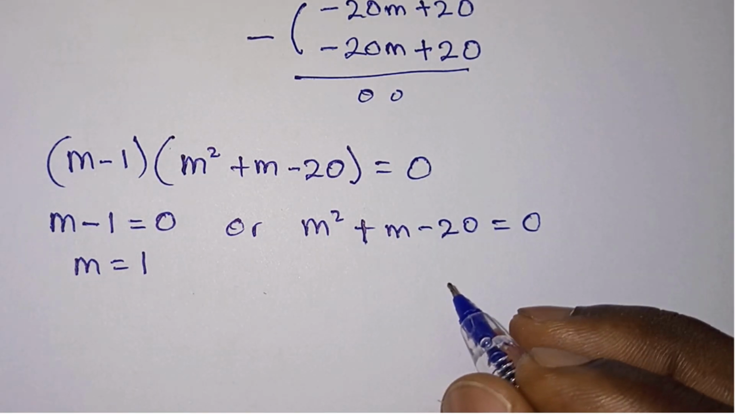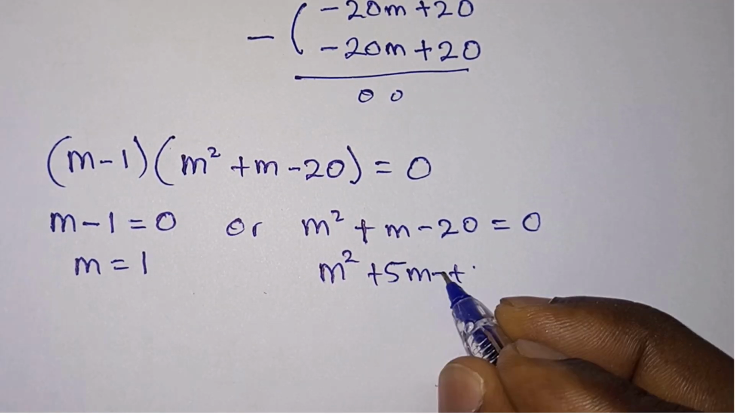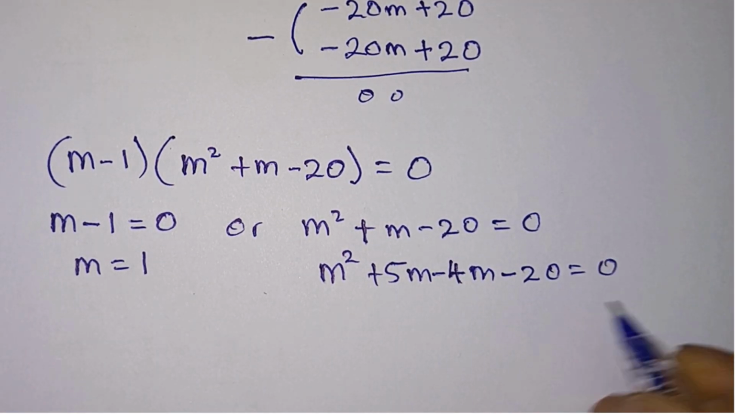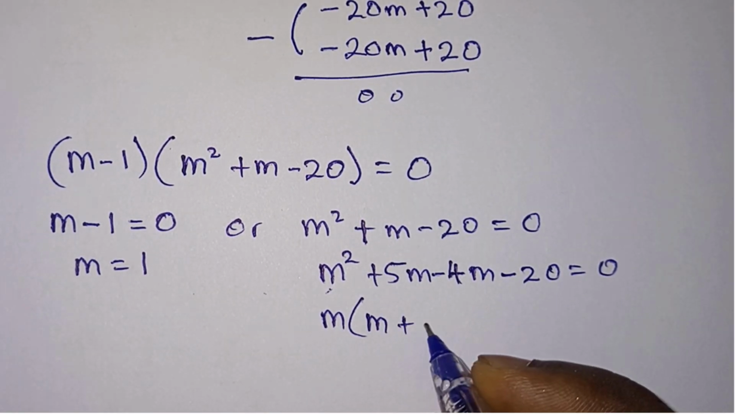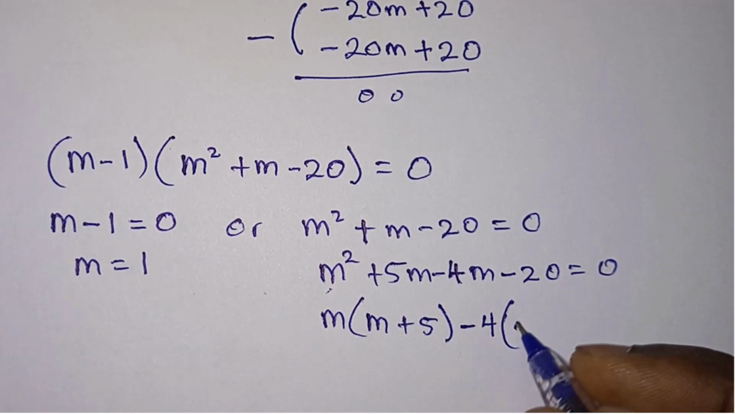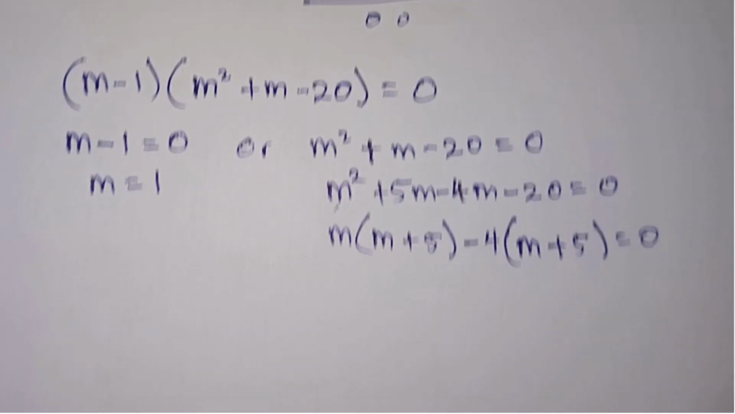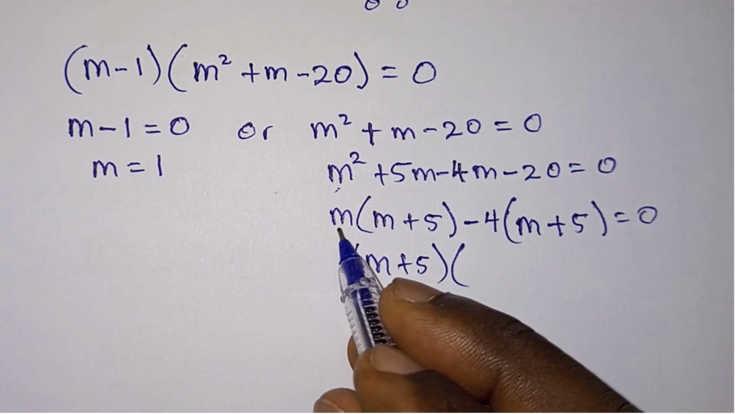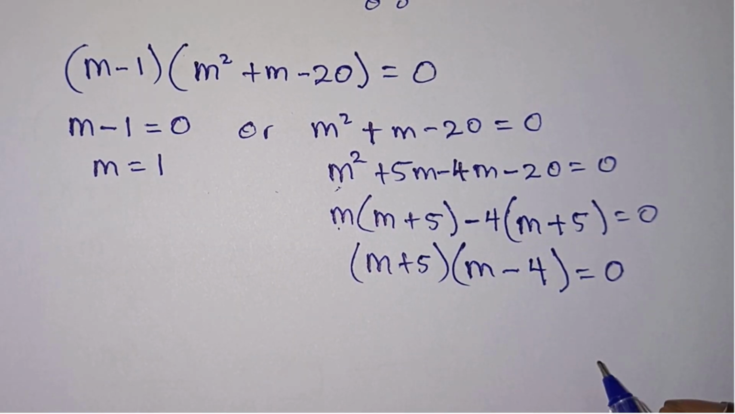And the factors are 5 and negative 4. So the equation now becomes m squared plus 5m minus 4m minus 20 is equal to 0. From these two terms, we can take m out, so we have m plus 5. Then from here, we can take minus 4 out, and we are left with m plus 5, and this is equal to 0. So we have m plus 5 as one of the factors. Then here we are left with m minus 4, and this is equal to 0.